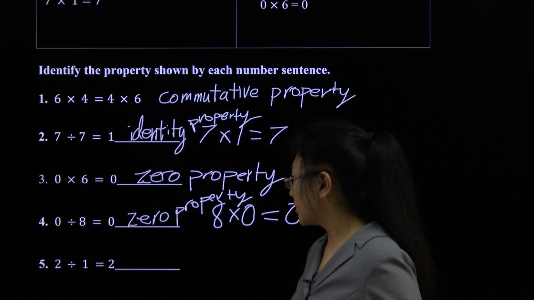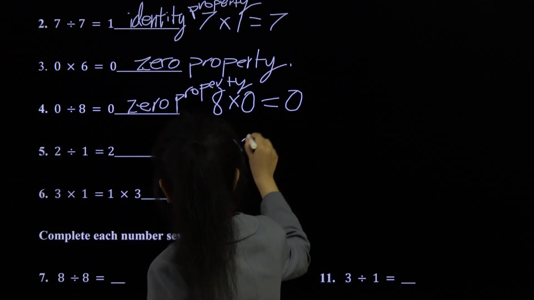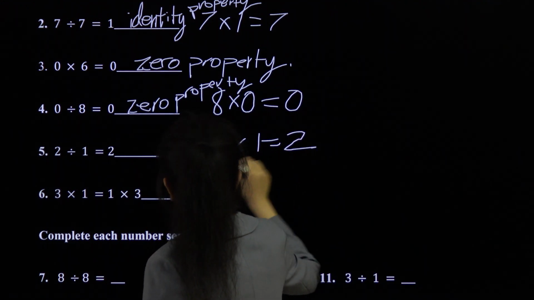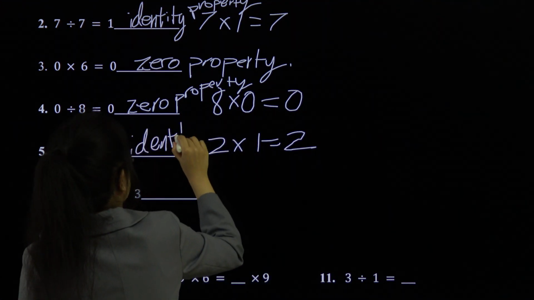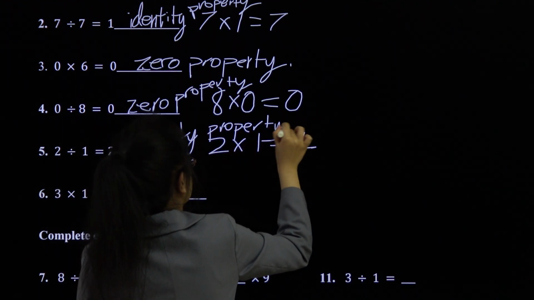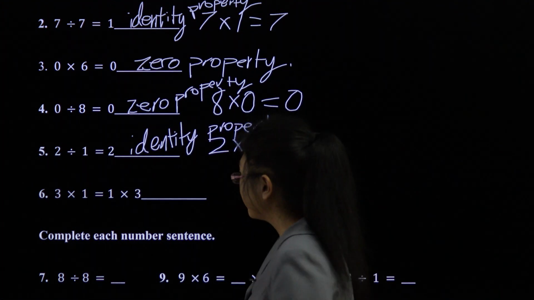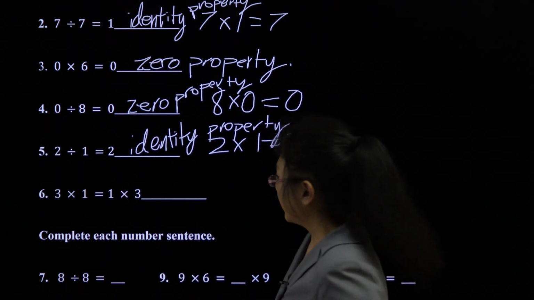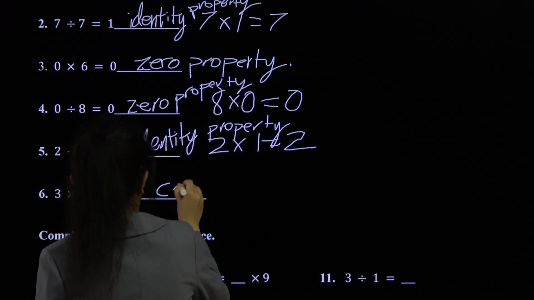2 divided by 1 equals 2. This corresponds to the fact that 2 times 1 equals 2. Therefore, this is the identity property. 3 times 1 equals 1 times 3. I know this might look like the identity property, but this is showing that the order doesn't matter, which means that this is the commutative property.